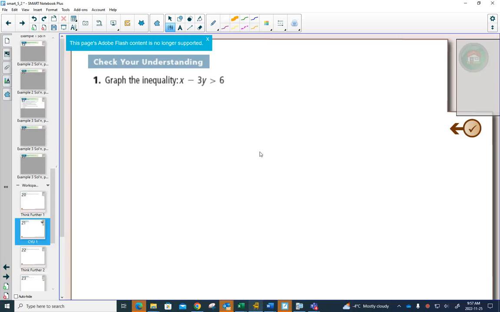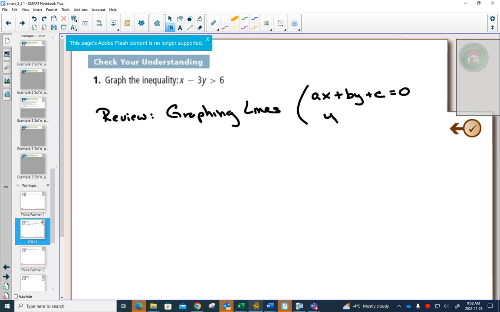Example 1, before we get to this example, we're going to do a little bit of a review. A little review of graphing lines. First of all, how do you recognize that something is a line? There's one x and one y and numbers. So that's where we get the general form, ax plus by plus c equals 0. Normally we rearrange that to y equals mx plus b because that's helpful.